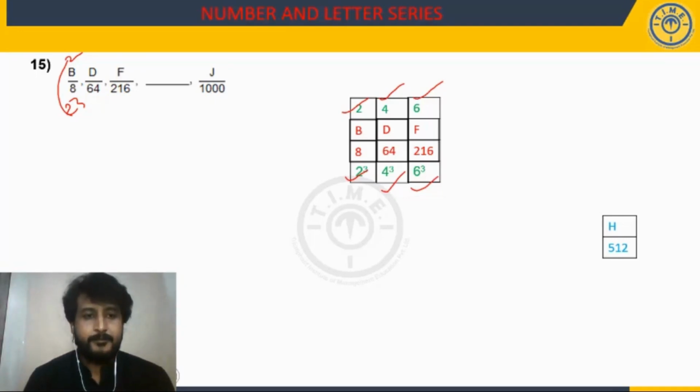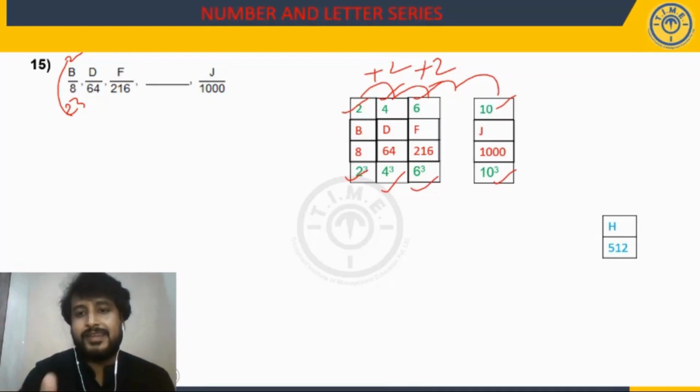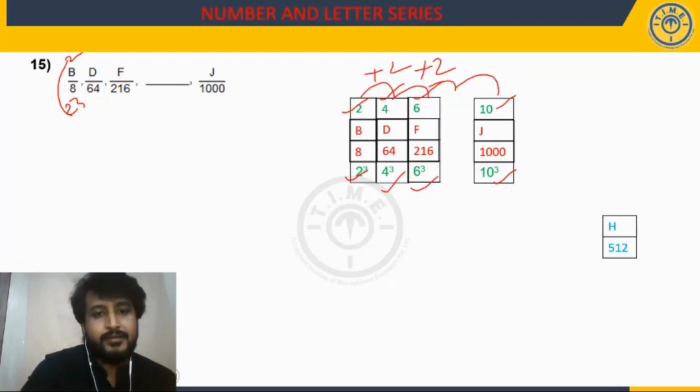Now, the missing one. But observe the last one, J. J's place value is 10 and 10 cube is 1000. Place value is 10 and the place value whole cube, that is 10 cube. Now observe the pattern: 2, 4, how much increased? By 2. 4, 6, increased by 2. One more is missing. So what could be the logic? 2, 4, 6, blank, 10: consecutive even numbers. So the missing one must be 8.